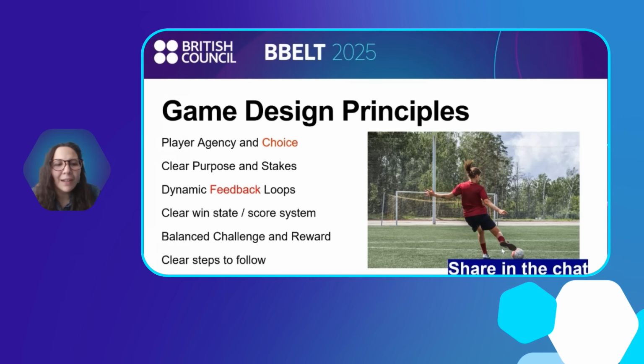Then we need to have a clear win state and a score system. Here I am making a difference between play and game, as you see, because I am putting emphasis on the win state and the score system. The reason behind that is that we want to take advantage of some of the things that neuroscience and also game design have brought to light, that the win state and the score system bring things out of us that free play doesn't, and we cannot really guarantee free play in the classroom. So that's why. Then we need to have a balanced challenge and reward.